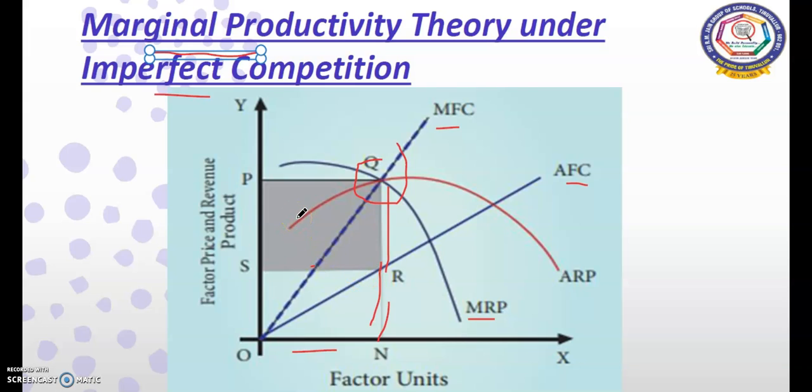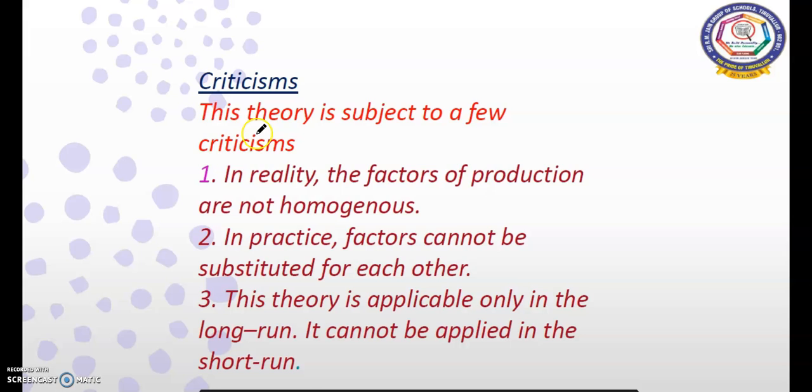Now, under imperfect competition, factor is exploited at the equilibrium position. So, the shaded portion is the exploitation of factor by the employer. Now, criticisms of this theory. In reality, factors of production are not similar. Different factors possess different characteristics, and in practice, factors cannot be substituted for each other. And moreover, this theory is applicable only in the long run. It cannot be applied in the short run.